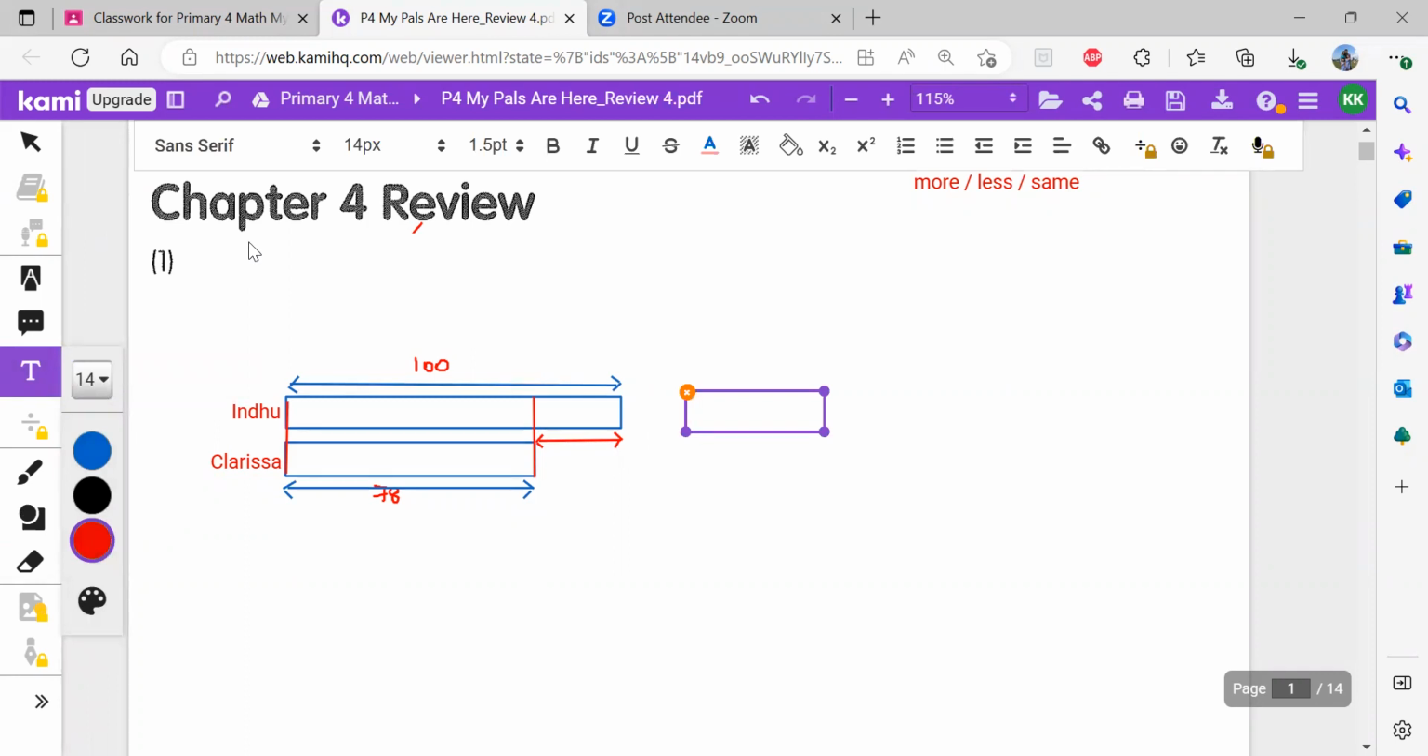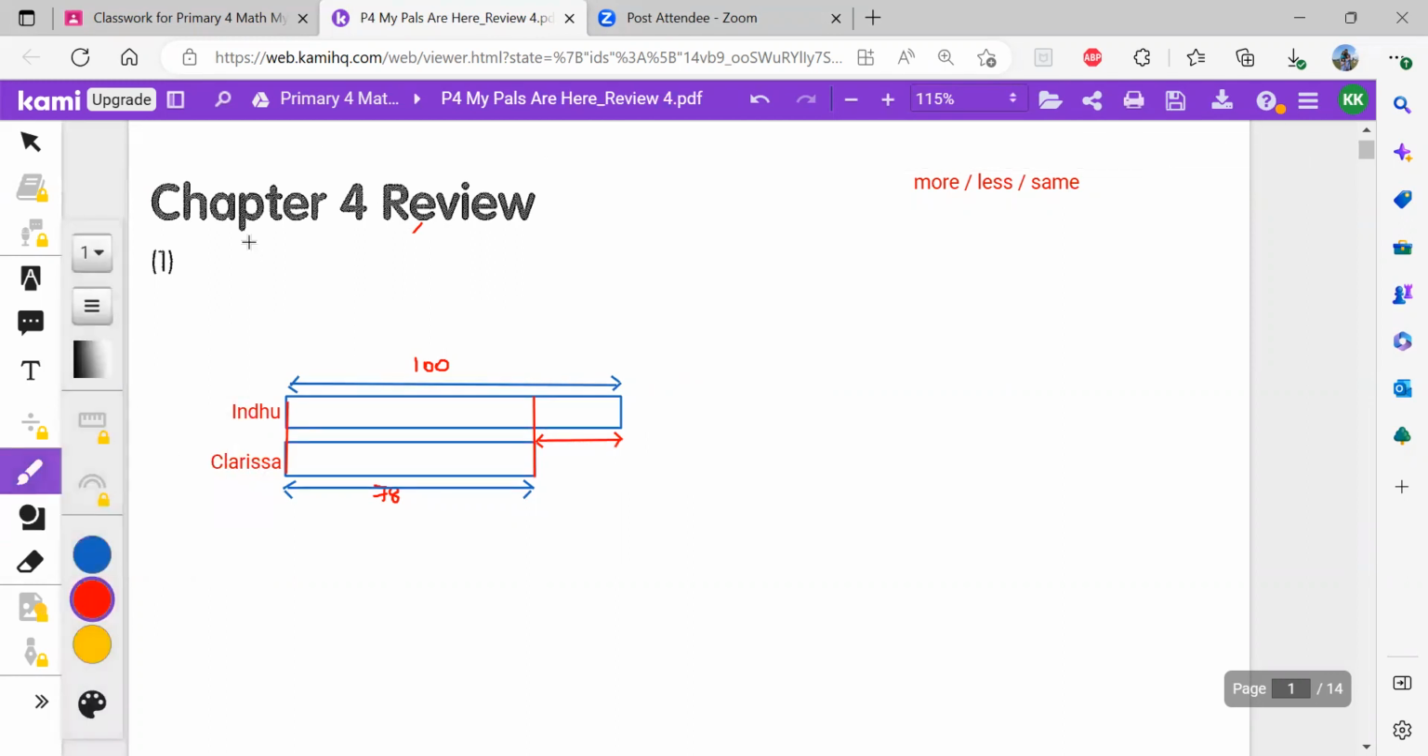Yeah. So, okay, for model drawing it is also important to know that if this is 78, now the Indu is the same length on top. So the top must also be 78 because these two models are of the same length. So the length represents the numbers. If the two models are of the same length, they will represent the same number.